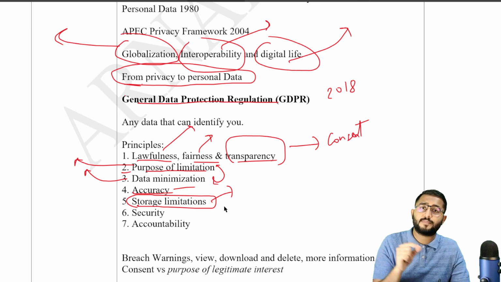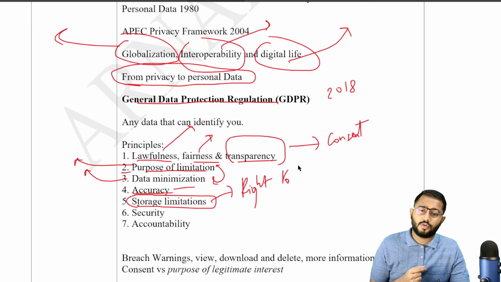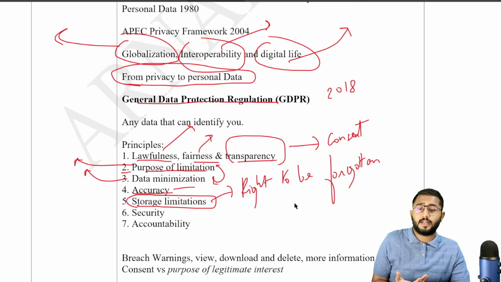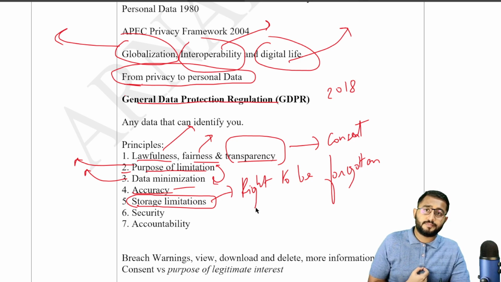You should have an expiry date on the data, and this ties in with our right to be forgotten, which means that tomorrow if I want them to delete my data, if I don't want them to have my data anymore, then that should itself be a storage limitation, and they should be compelled to delete my data.